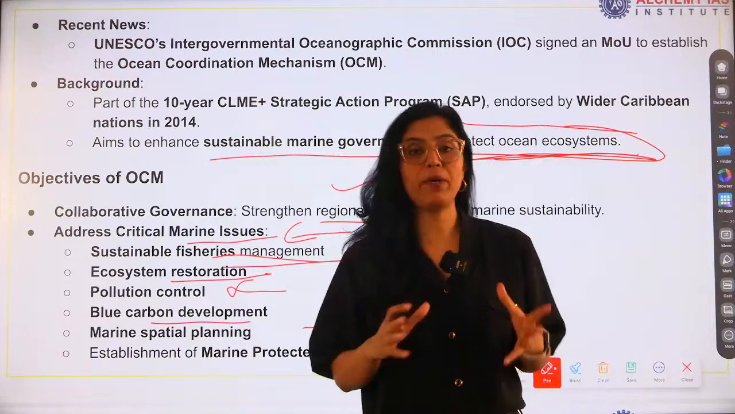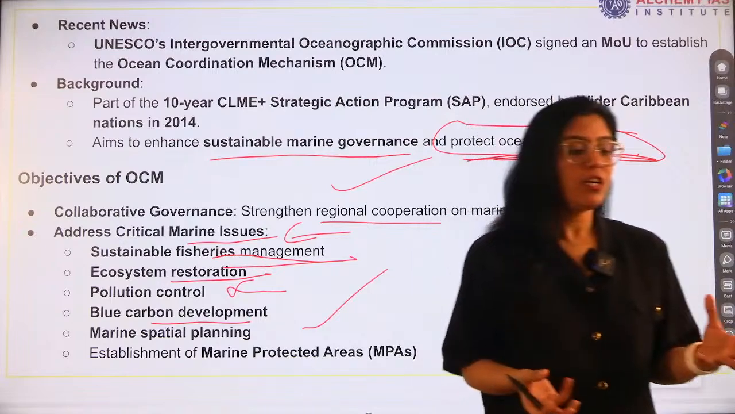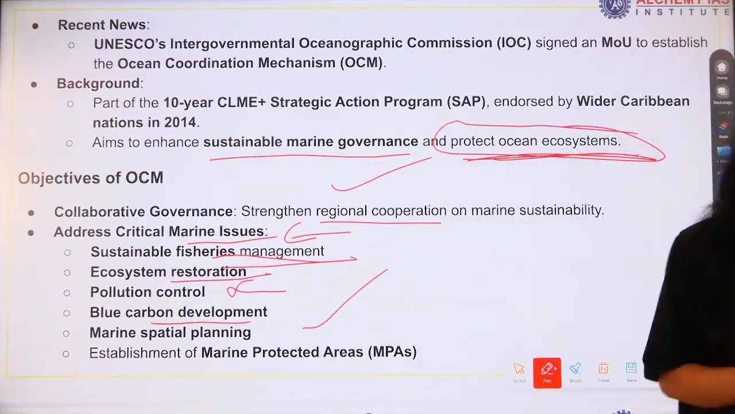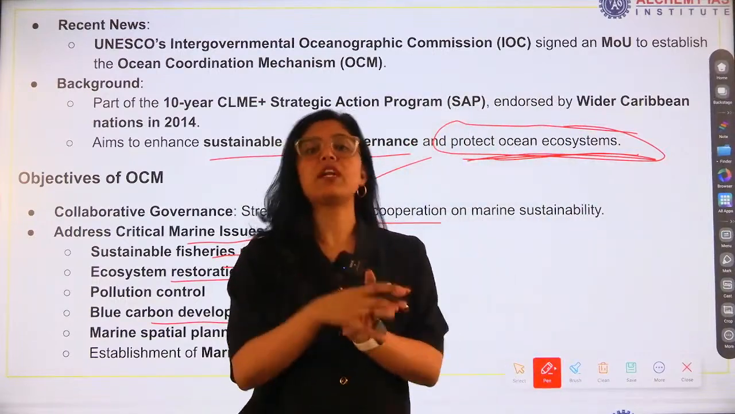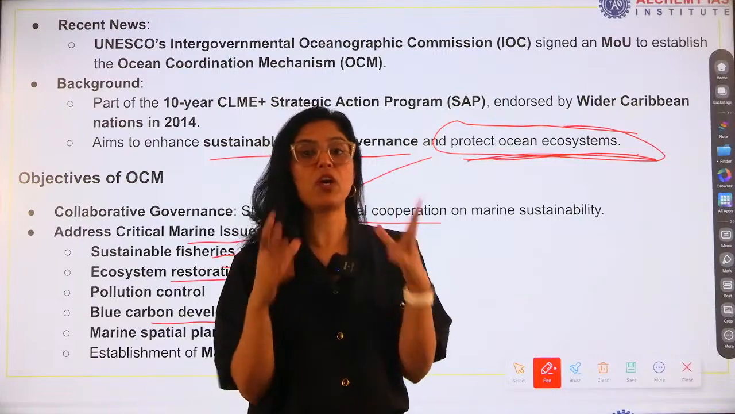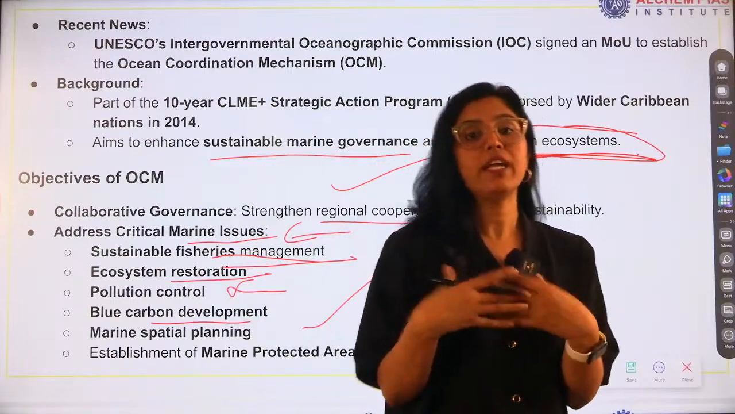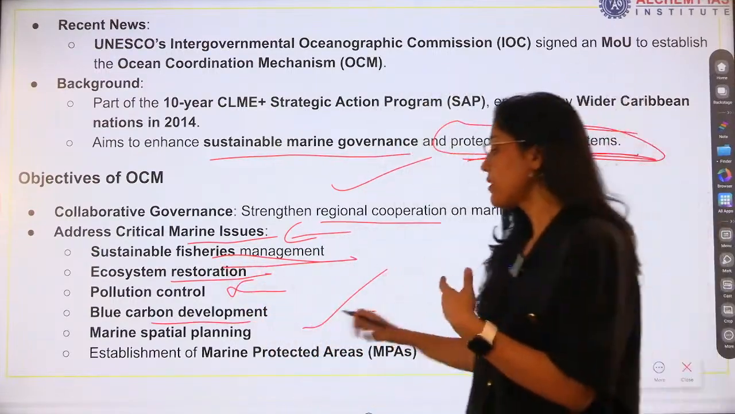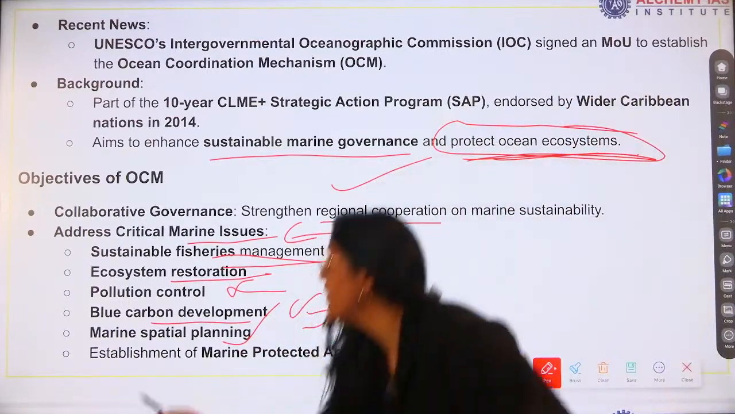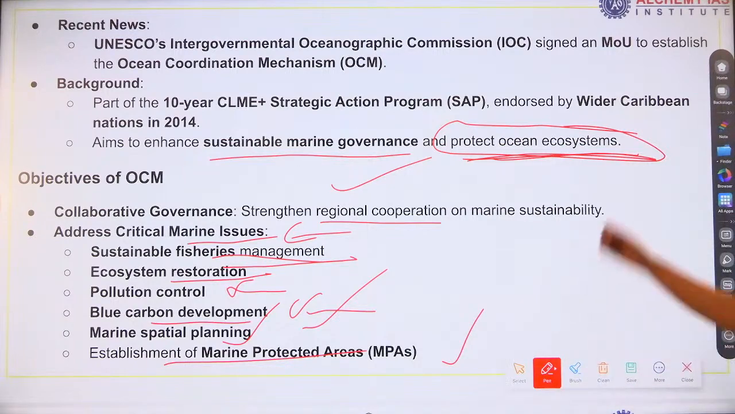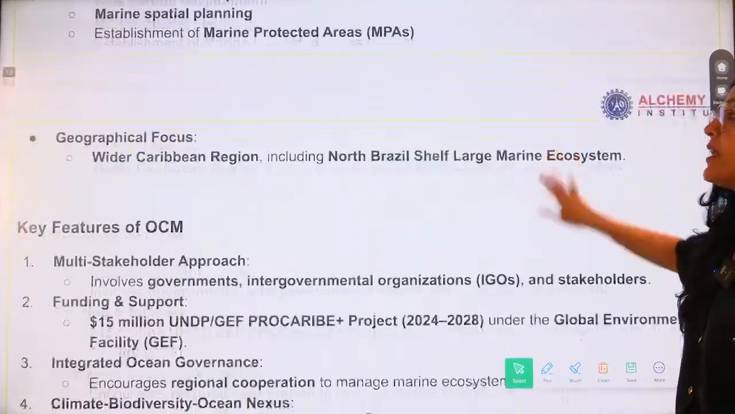Blue carbon development means what? Anyone knows about blue carbon? Blue carbon is carbon stored in water. That is why it is called blue carbon. And what all come under this? Marshes will come under this. Seagrass meadows will come under this. Right? Wetlands will come under this. Marine spatial planning will also be under this, and establishment of marine protected areas. So these are the things that it will be addressing, which is very important for healthy marine life.